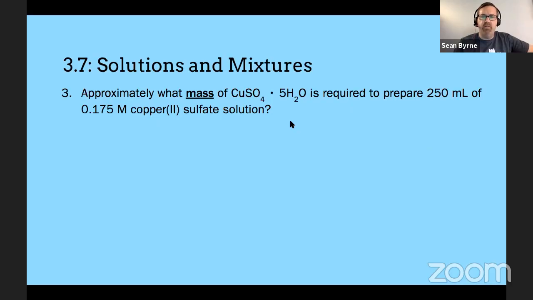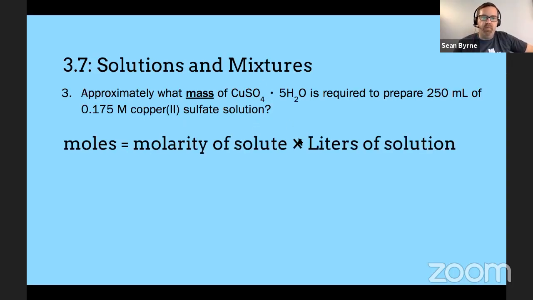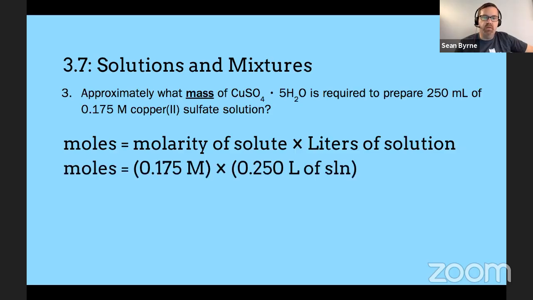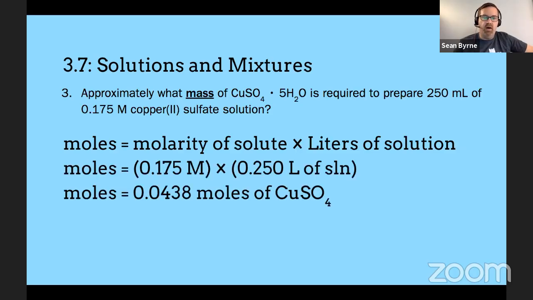And so that's going to affect the molar mass. If I go into the lab and I have to measure the mass of copper 2 sulfate pentahydrate, I can't take the water out. So in order to get the copper 2 sulfate, I have to take those water particles in there. If I looked at it, it would still look like a powder. It's not going to necessarily look like it's wet, but the molar mass here is going to be different, and that's what we need to consider here. So we're looking for the mass. We're going to solve for moles first. Okay, so the moles are going to be our molarity times our liters of solution. It tells us that we need to get this many moles, 0.0438 moles of copper 2 sulfate.